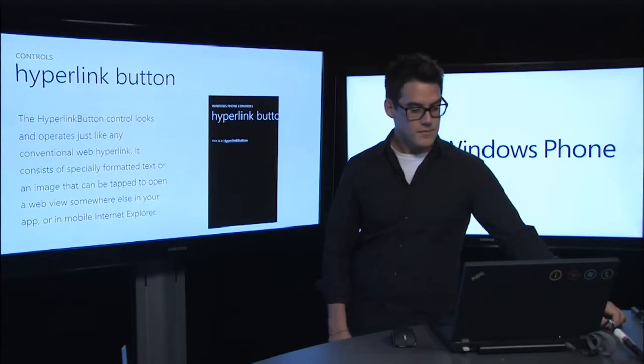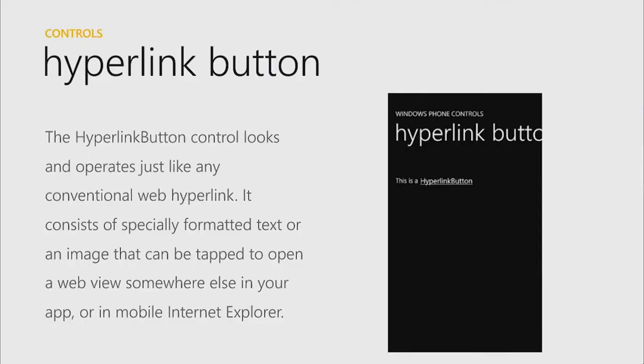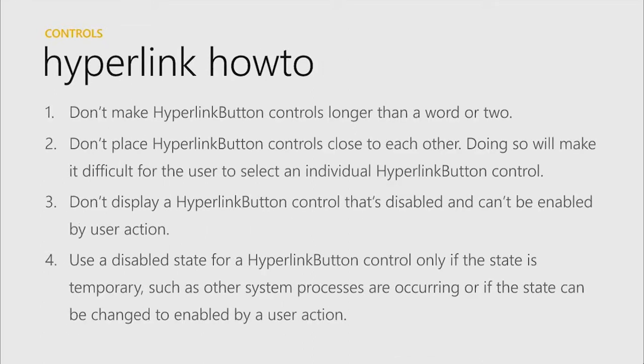Hyperlink button. The hyperlink button control looks and operates just like a conventional web hyperlink. It consists of specially formatted text or an image that can be tapped to open a web view somewhere else in your app or mobile Internet Explorer. It can actually fire you out into Internet Explorer. It looks just like this, but there are a couple of how-tos to remember.